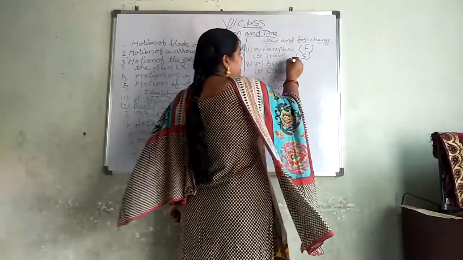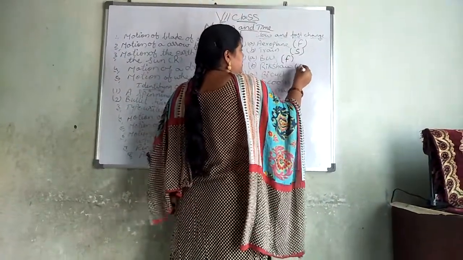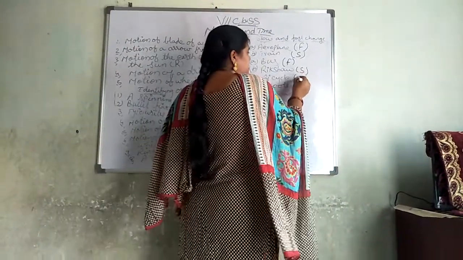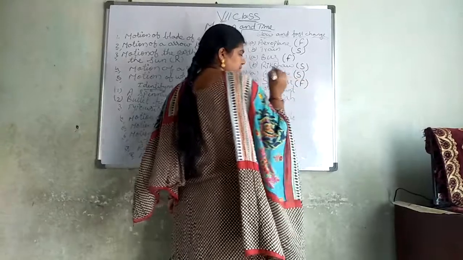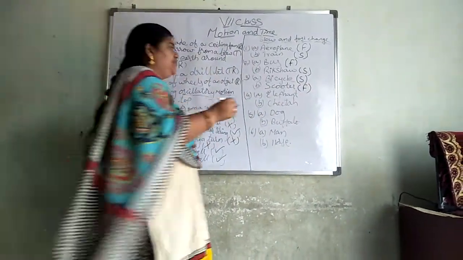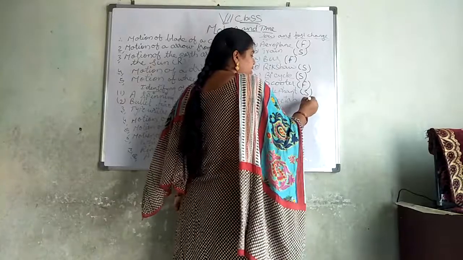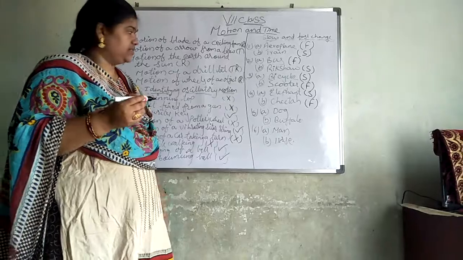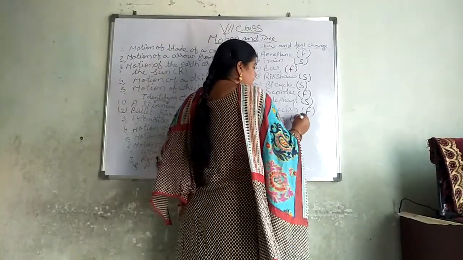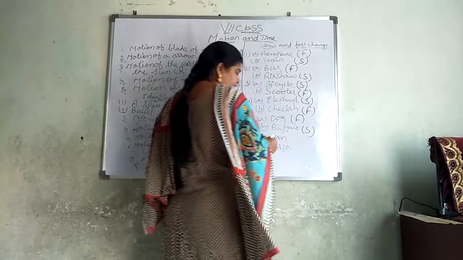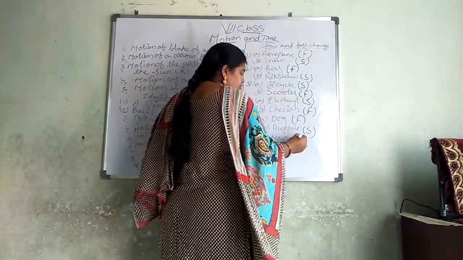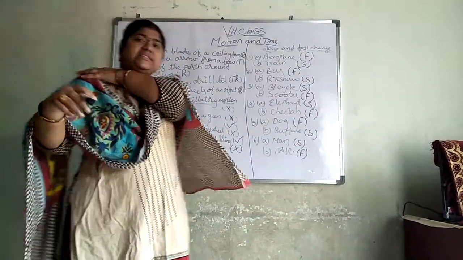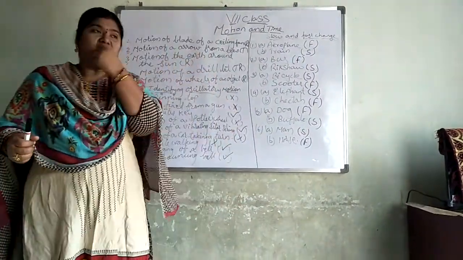Bus and rickshaw, bus will move faster, rickshaw will be slow. Next one is bicycle and scooter. Bicycle is slow, scooter is fast. Elephant and cheetah, elephant will be slow, cheetah will be fast. We know that the cheetah is the fastest animal. Dog and buffalo. Dog will be fast and buffalo will be slow. Man and horse. Man will be slow, horse will be fast. So, he is asking which is fast and which is slow.